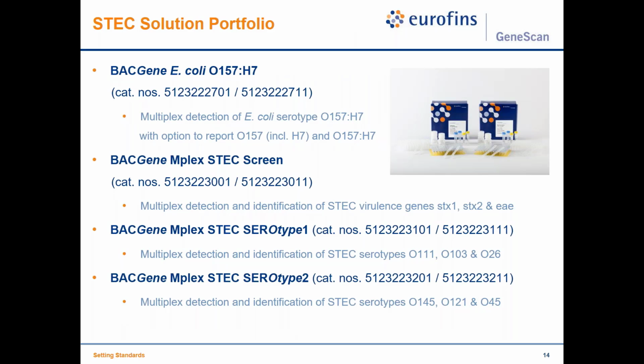The portfolio, as mentioned before, we have the BACGene E. coli O157H7 kit. We have the BACGene multiplex for the STX screen, which includes the STX1, STX2, and EAE genes. If you're interested in the separation of the STX, we have the 1 and 2 in different channels, so this can be identified as it is relevant for some of the countries. BACGene multiplex serotype kits then are made up of 2 different parts, and the identification of 3 O groups with each kit is possible. You can see the O groups here on the screen.